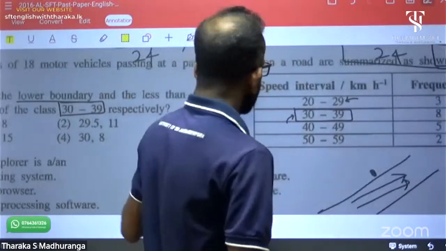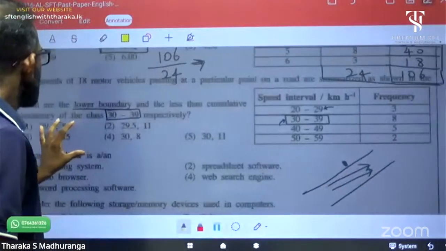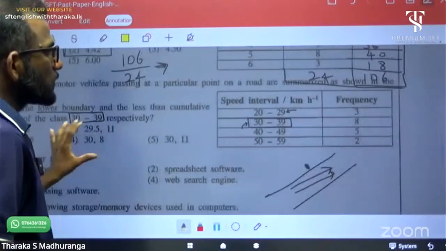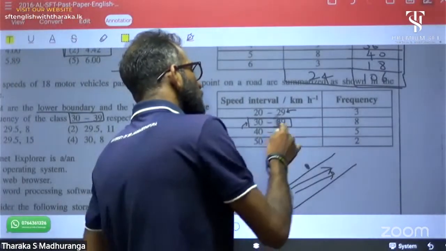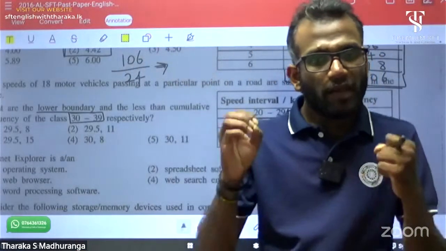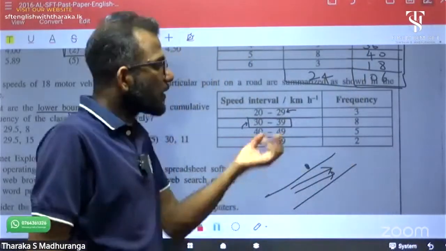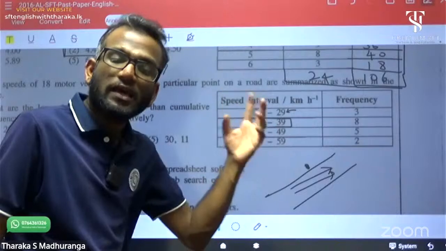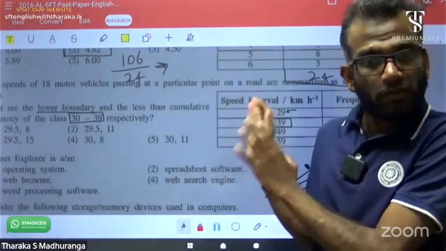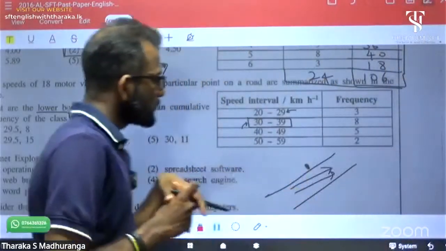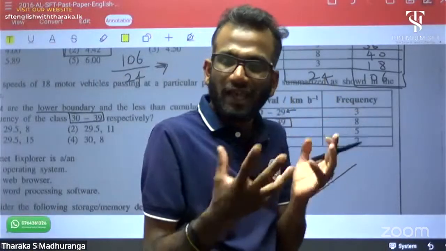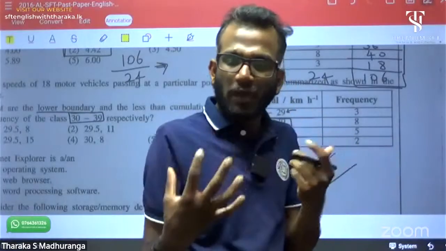Okay, now what is the question? What are the lower boundary and the less than cumulative frequency? What is the lower boundary first? If it is a continuous group frequency distribution, class limits equal class boundaries. But is it continuous now? No, it is not continuous. It is discrete. If it is discrete, class limits and class boundaries are different.